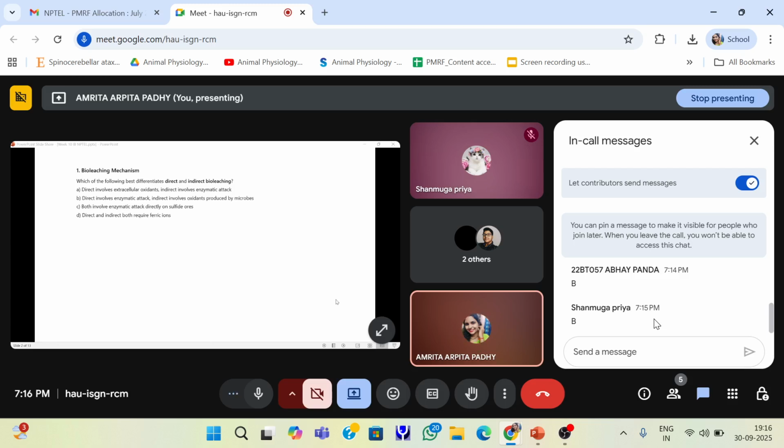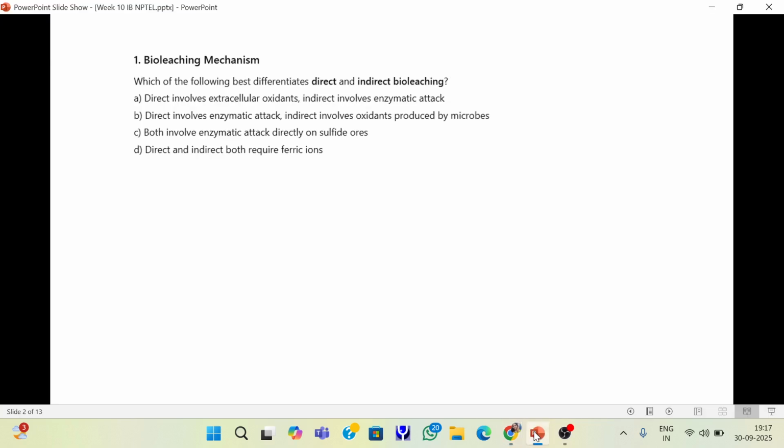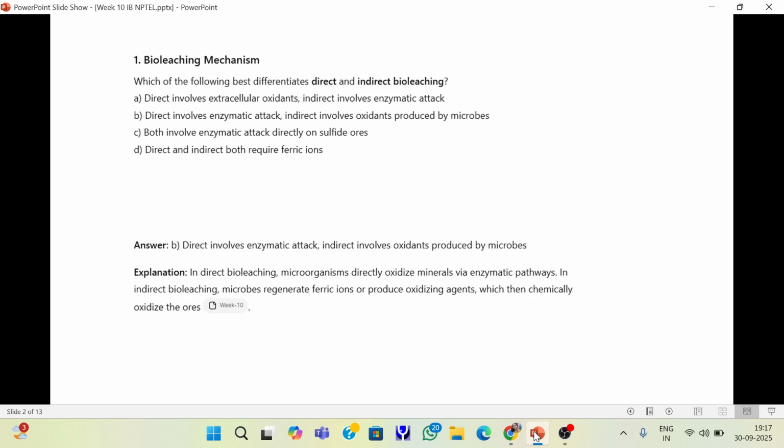Okay, is everyone done? Let's see what is the correct answer to this question. It is B. Direct involves enzymatic attack, indirect involves oxidants produced by the microbes.